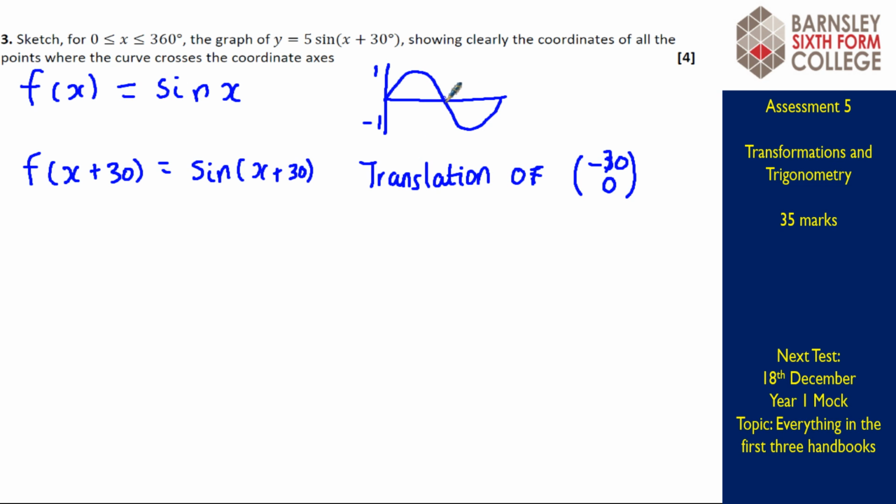Before, this crossed at 180, 360, and 0 as well. Now what we'll have to do is take 30 off all those values. And what happens is it's going to shift 30 to the left. You can also check this, because before, sine of 180 would make 0, as you can see on our graph there.